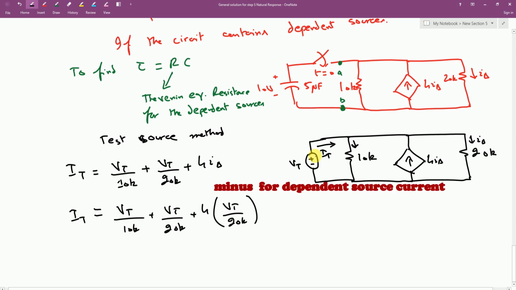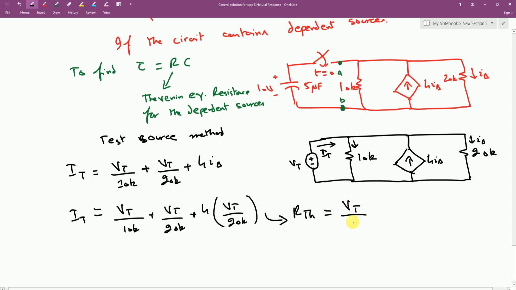Now if I solve for this numerically, and thereafter I find this R Thevenin, you can try it at home using your mathematical skills, then this R Thevenin is equal to Vt over It, and that comes out to be equal to minus 20 kilo ohm. This minus 20 kilo ohm means that the tau, which is the time constant of this given circuit, is equal to RC, that is equal to minus 20K into 5 microfarad.